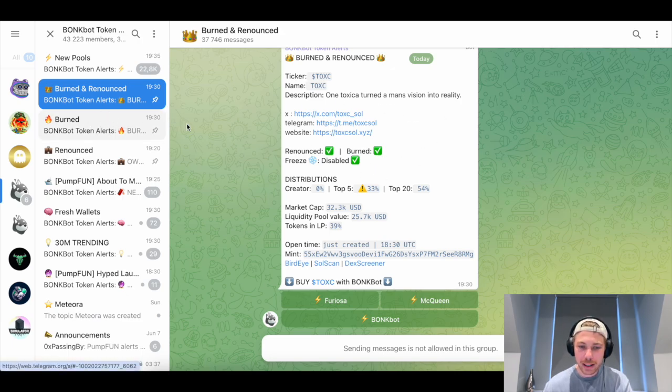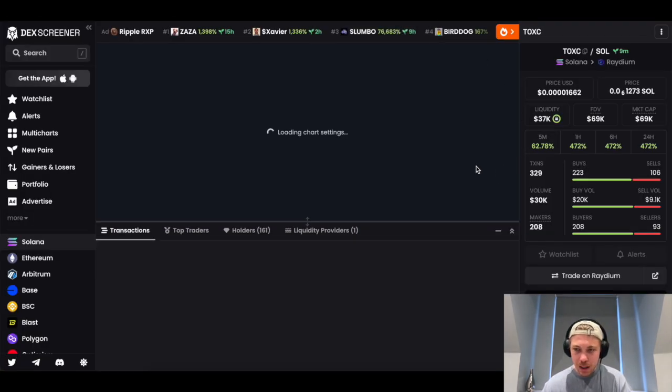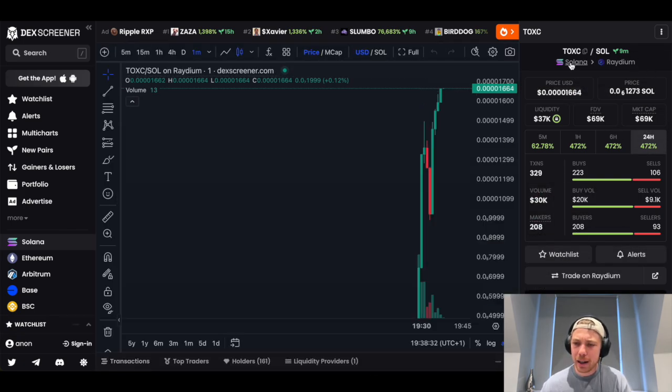So if I have a quick look, let's have a look at some of these. So Toxic, I'll just show you my process, but come here, open Dex Screener. It looks like this is probably going to be a rug with 33% in your top 5 holders. So that's a big red flag already. Come over on the side. We're seeing a little bit of volume.